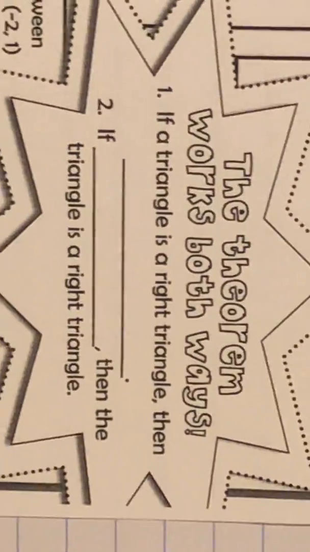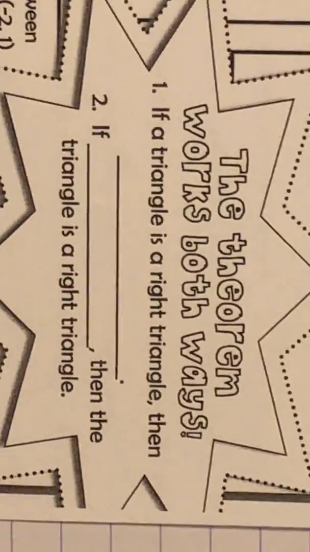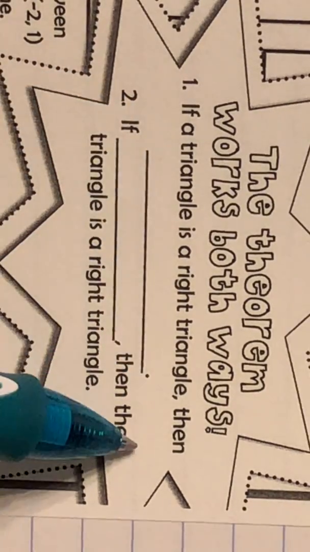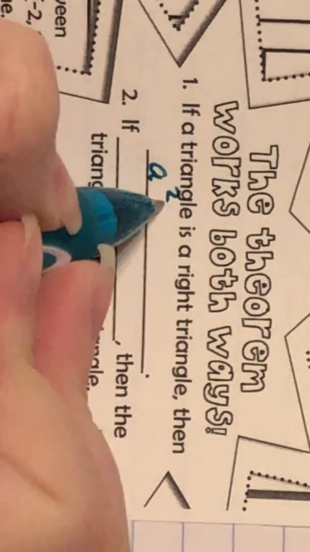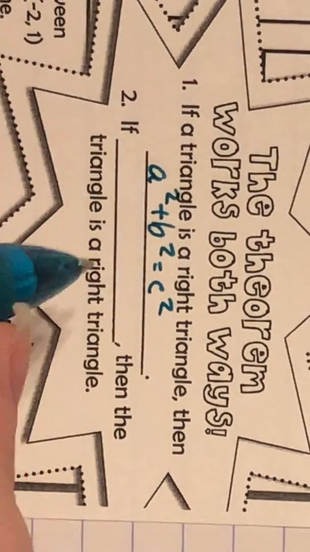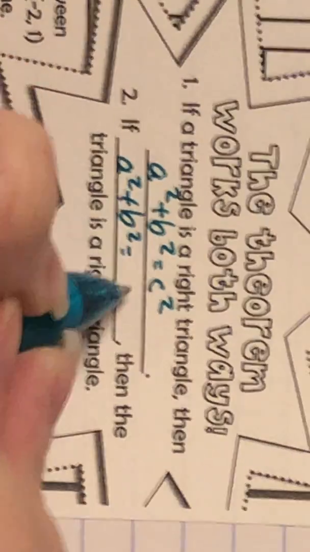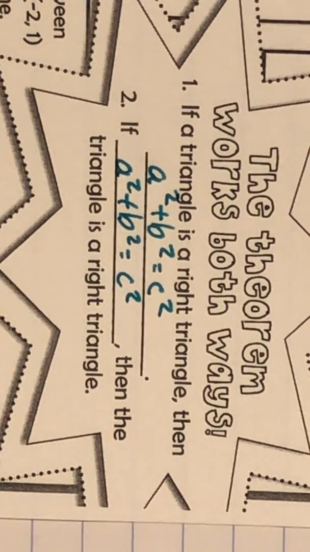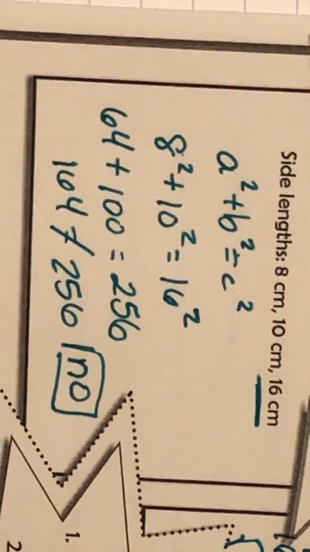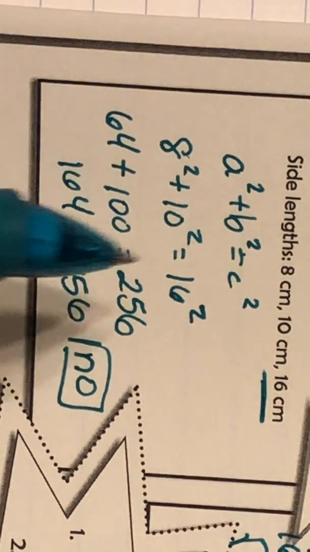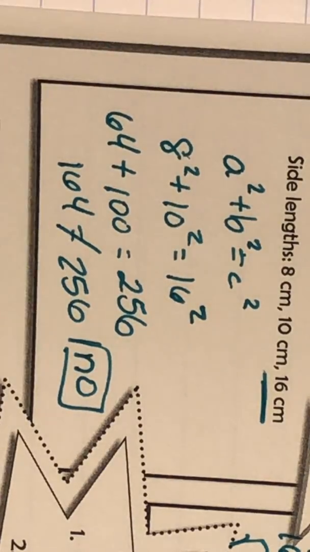So, the theorem works both ways. One, if a triangle is a right triangle, then a squared plus b squared equals c squared. Two, if a squared plus b squared equals c squared, then the triangle is a right triangle. Okay, so we kind of saw up here with this example, a squared plus b squared did not equal c squared. So this was not a right triangle. Okay?